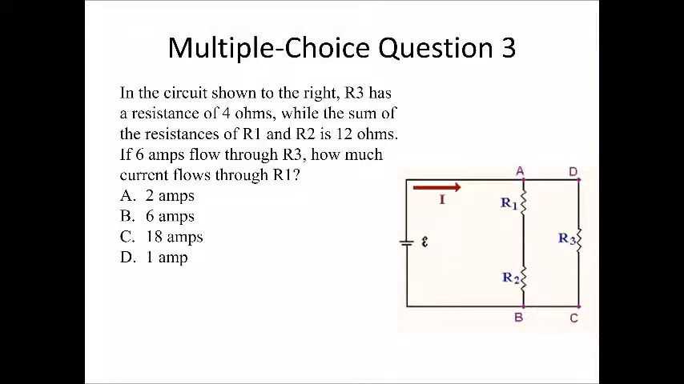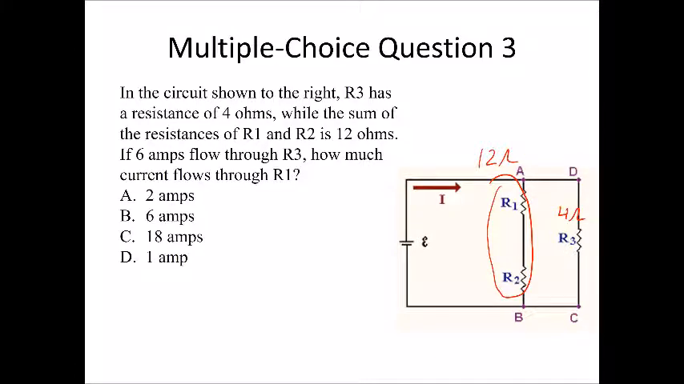All right, so we're back to multiple choice question 3. In the circuit shown to the right, R3 has a resistance of 4 ohms. So this is 4 ohms, while the sum of the resistances of R1 and R2 is 12 ohms. So we don't know how much each resistor is, but we know the total resistance of this branch is 12 ohms.